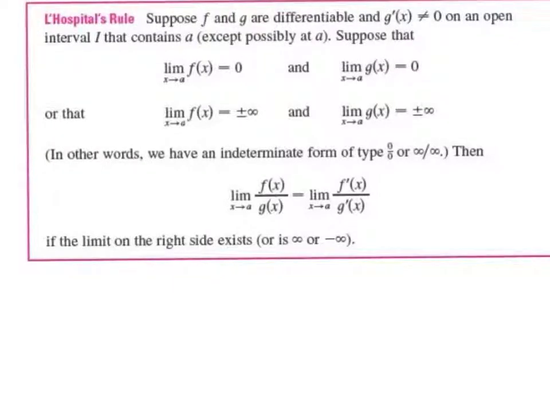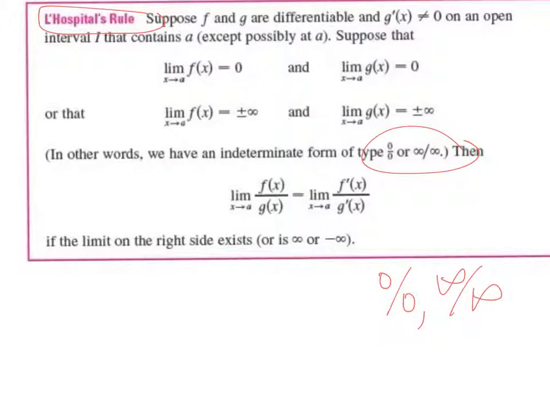Recall L'Hopital's rule. L'Hopital's rule is used to find the limit of indeterminate forms. Indeterminate forms are 0 over 0 type and infinite over infinite type. If you have one of those two forms, we can apply L'Hopital's rule.